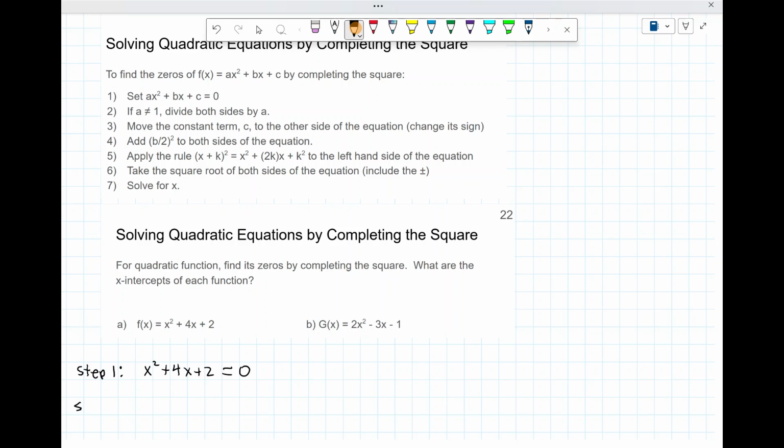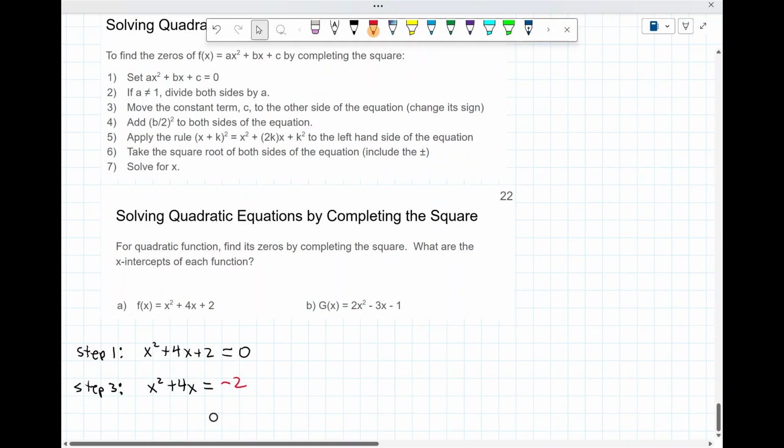Next, step 3, we move the constant term to the other side of the equal sign. Since it's a positive 2 on the left-hand side, it will become a minus 2 on the right-hand side. And 0 minus 2 is just negative 2, so we can just move it over there.